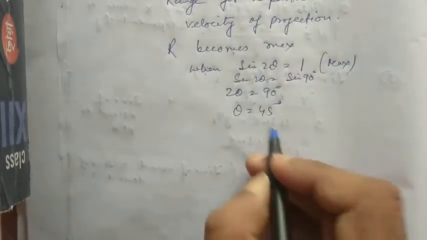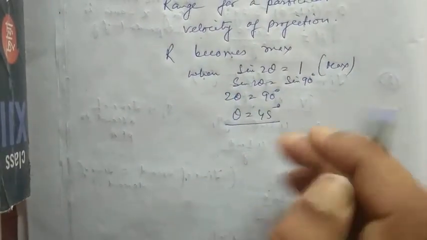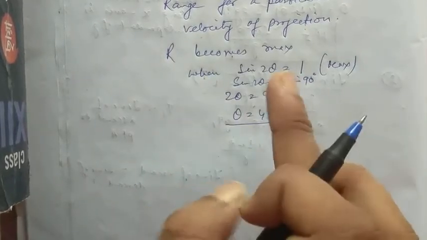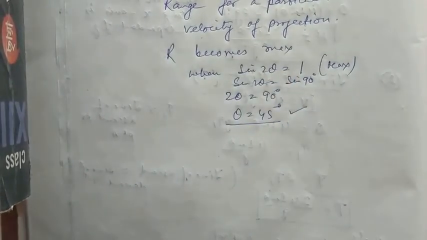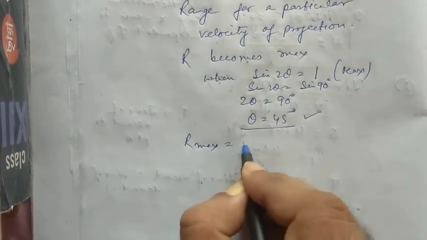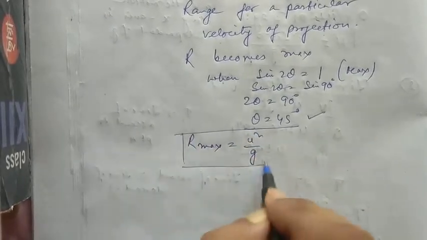So for any velocity of projection, the maximum range that can be attained by that projectile is when we throw at an angle of projection of 45 degrees. So the value of the maximum range becomes u square by g. This is the value of the maximum range.